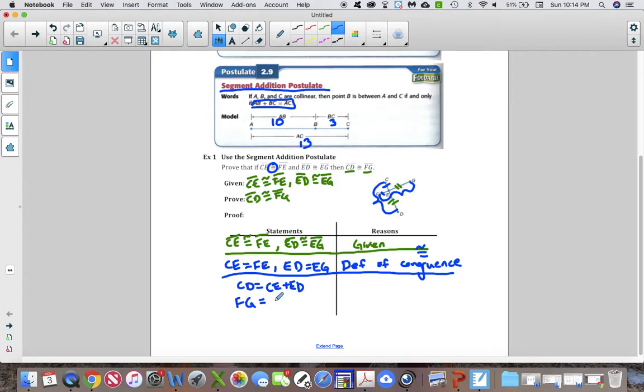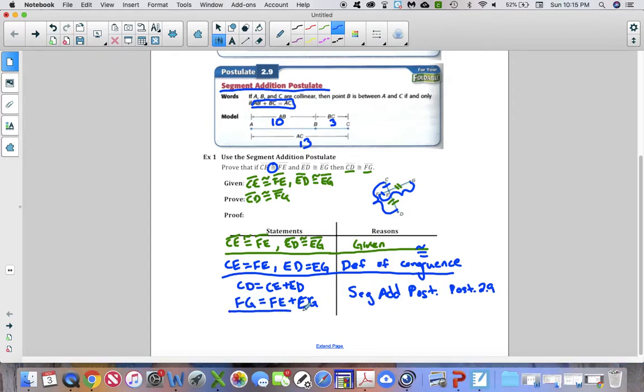And he is made up of FE plus EG, right? And how do I know that that's true? Because of the segment addition postulate. Okay, we will use him so often that we will most of the time use his name. If you want to put postulate 2-9, that's not wrong, but we will most of the time refer to him as the segment addition postulate. So I'm going to call him that instead. Okay, so there's that guy.